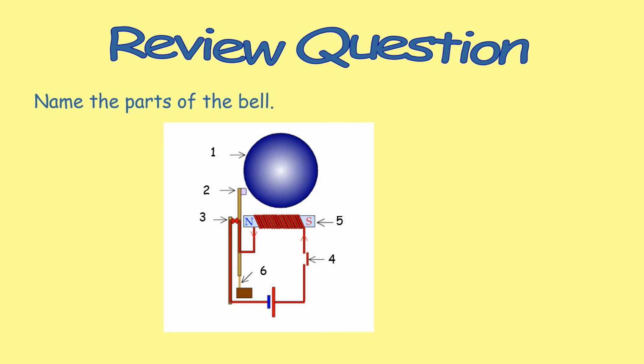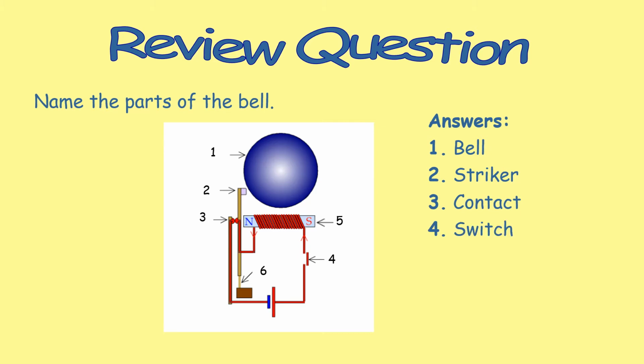Let's go through the answers. Number 1 is the bell. Number 2 is the striker. Number 3 is the contact. Number 4 is the switch. Number 5 is the electromagnet. And number 6 is the spring.